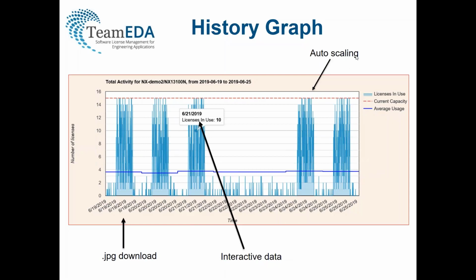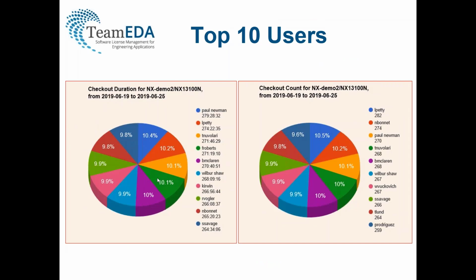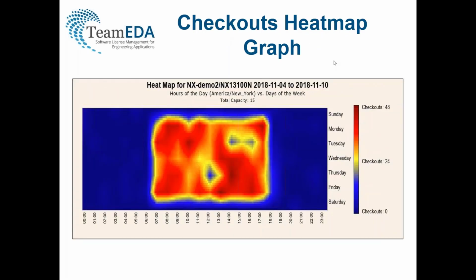And we have this thing called auto scaling. If the usage is very low and the capacity is really high, you need to click the auto scaling button to see the actual. We can also see top 10 users. This is where you're going to see if you have a power user using a WAN global license, because this gives you the top 10 users of this application in this given time period, both in terms of total time of checkout and in terms of the number of checkouts. So again, this is important if you're looking for power users.